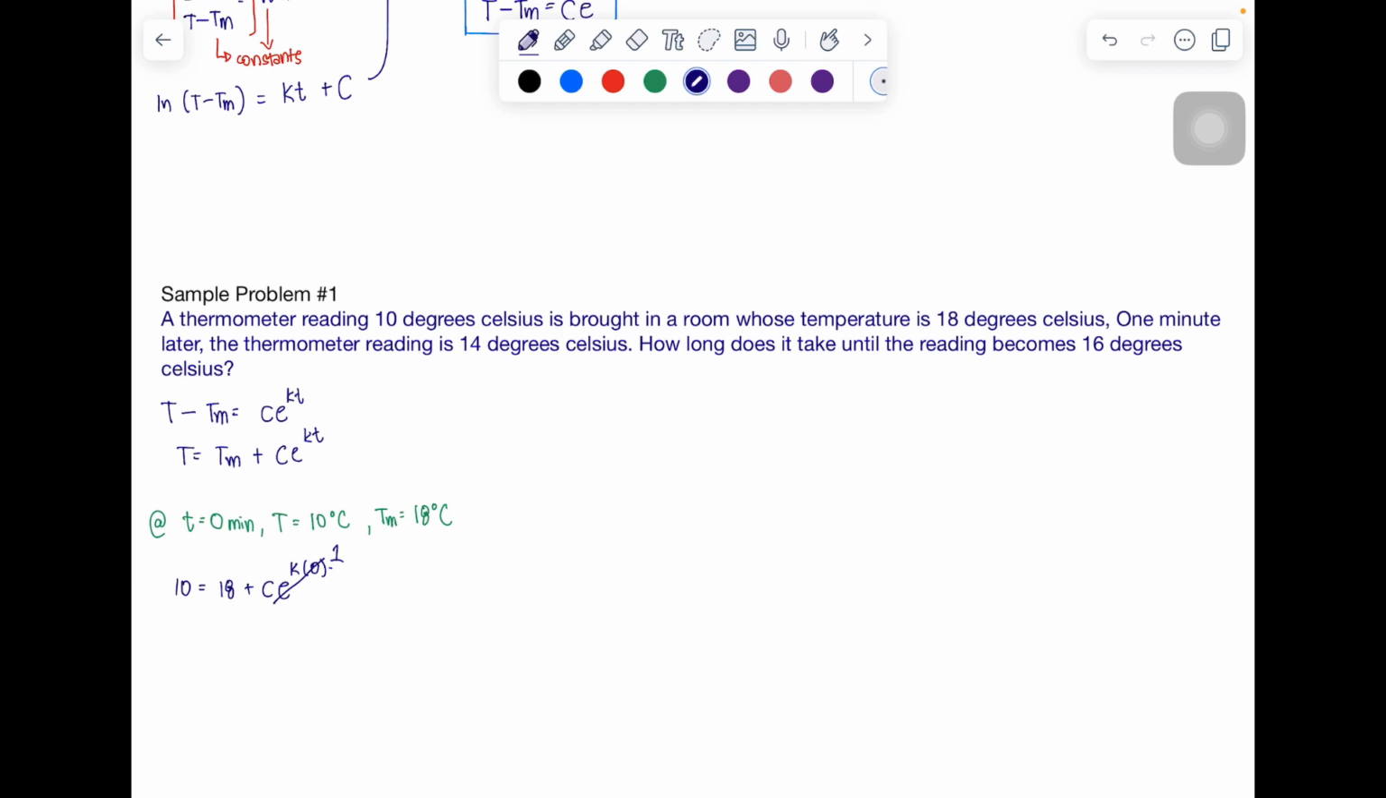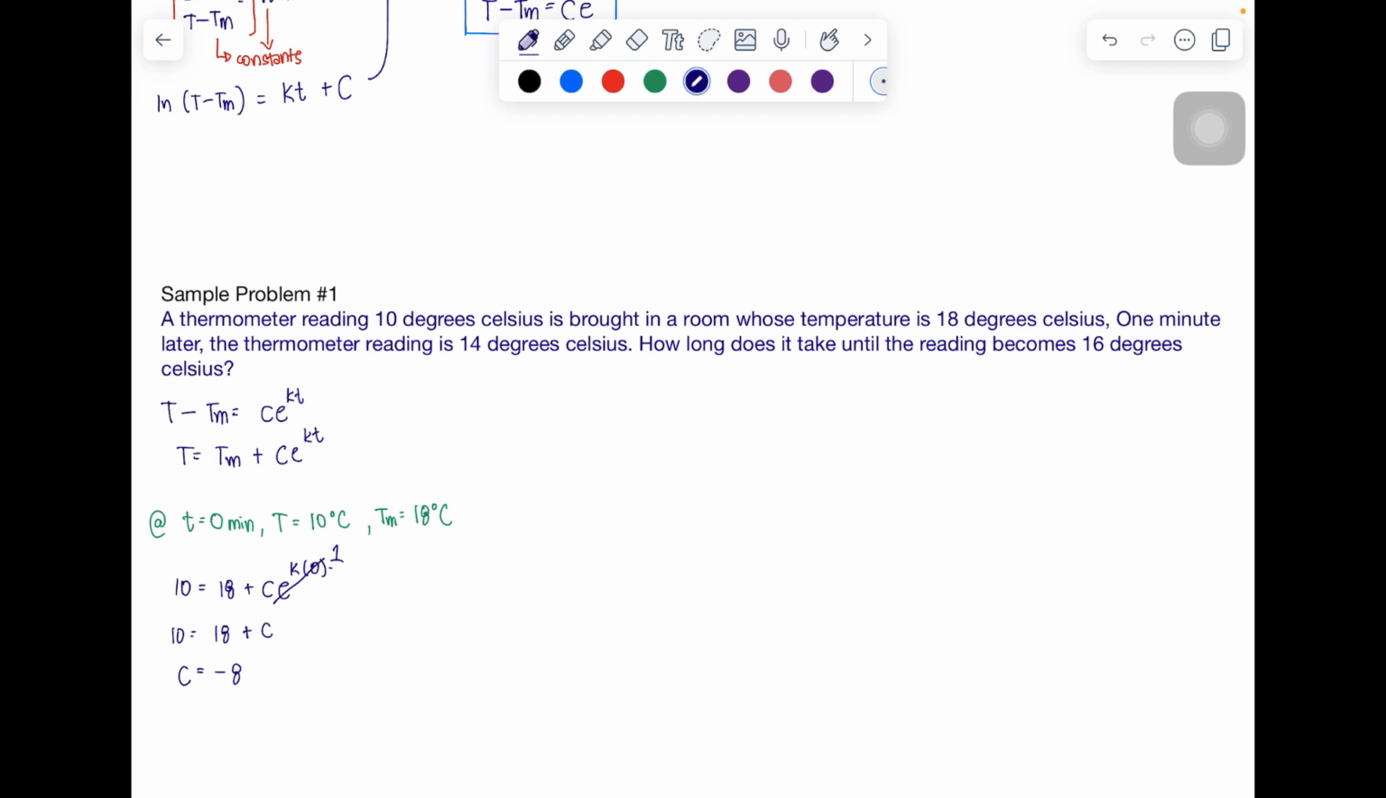So what do we do next? Let's just simplify. 18 plus c, so basically c is 10 minus 18. So that is basically negative 8. So we already have our c.